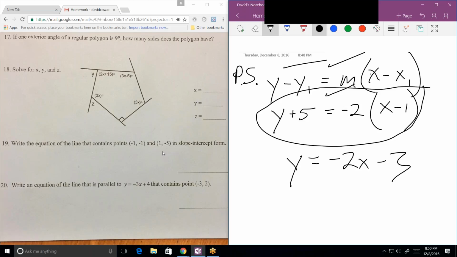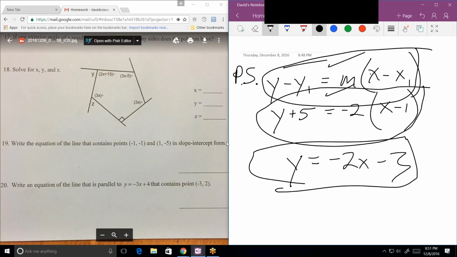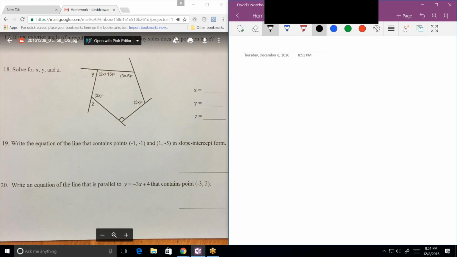You just plug in for m, and the point is x sub 1 comma y sub 1. But doing it the other way is perfectly acceptable also, and in fact it's the only way, if they want it in slope-intercept form, you kind of have to do it the other way. Because if you do it this way, it's hard to convert that to slope-intercept. Yeah, it was easy. But it is an extra step, so as long as I've got to do an extra step to get it into slope-intercept, I might as well do it the way we did it the first go-around.